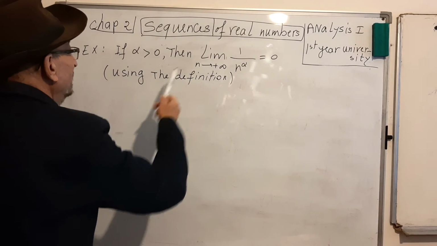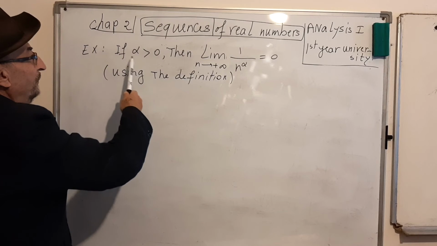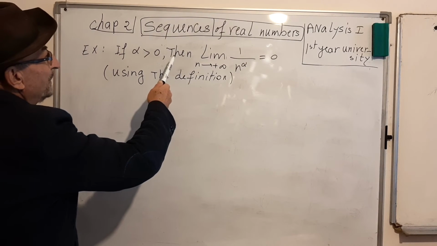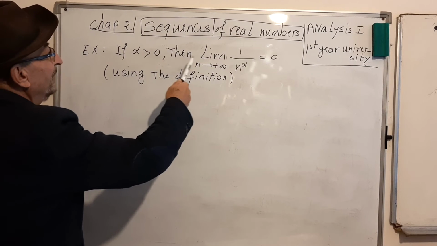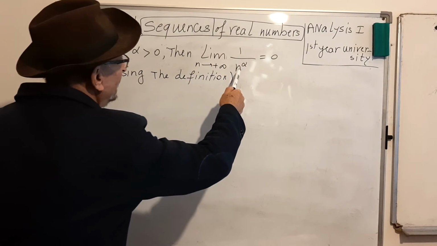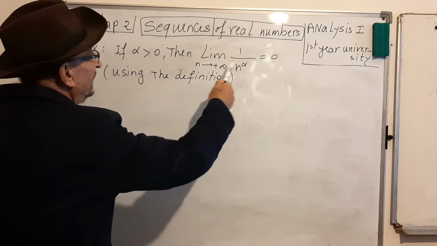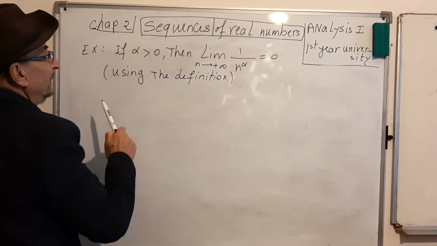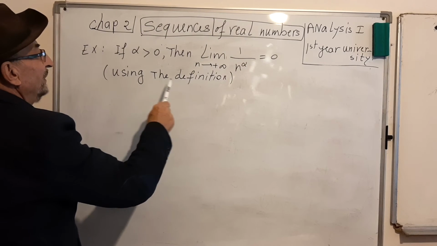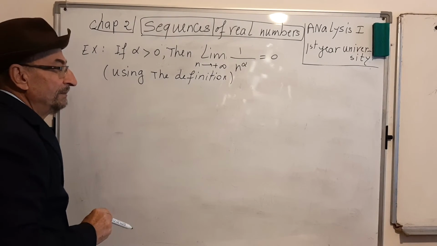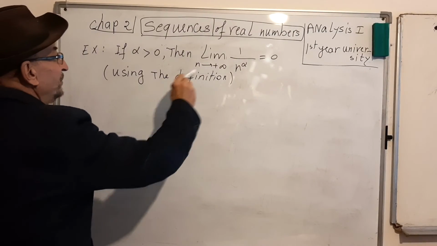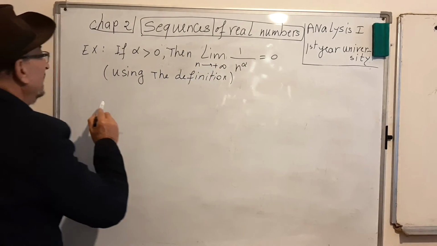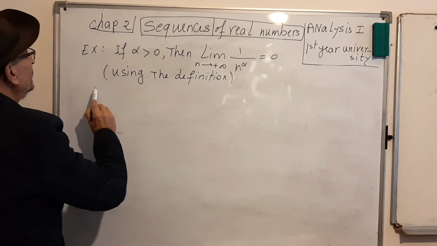Second example: if alpha is strictly positive, then the limit of 1 over n power alpha as n tends to plus infinity is 0. Using the definition of a limit equal to L.